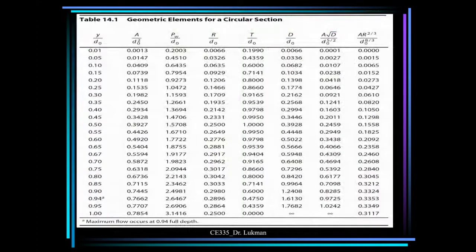And these are the geometric elements for a circular section. You have y over d naught, A over d naught squared, and so on, and then we have the others. We will demonstrate the use of all this. You see maximum flow occurs at 0.94 full depth. So this is when we have the maximum flow.